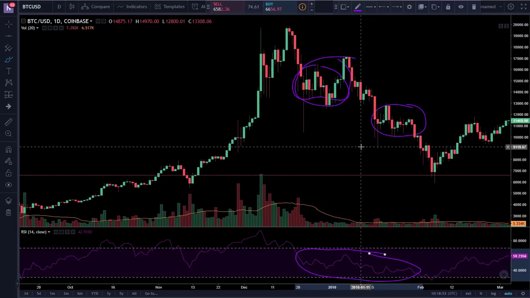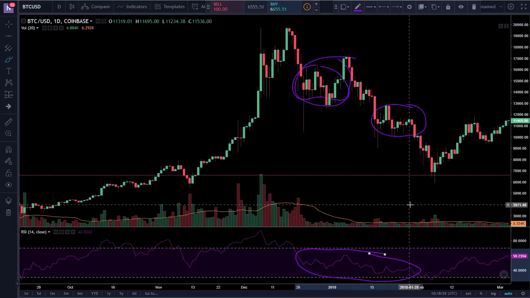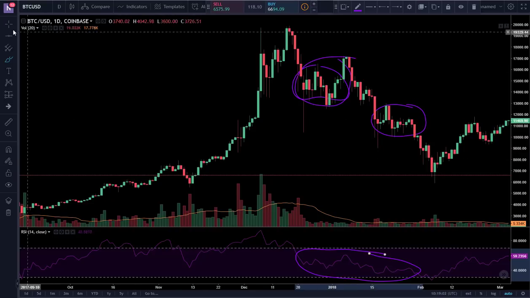Remember to use it in correlation with previous support and resistance. You need to be paying attention to volume, and keep an eye on the 30 and 60 on shorter time frames and the 30 and 70 on longer time frames.